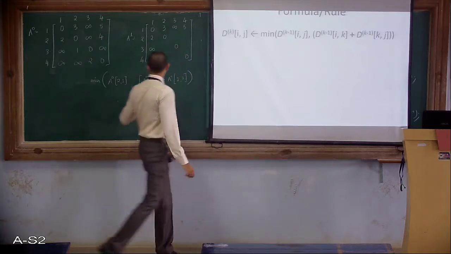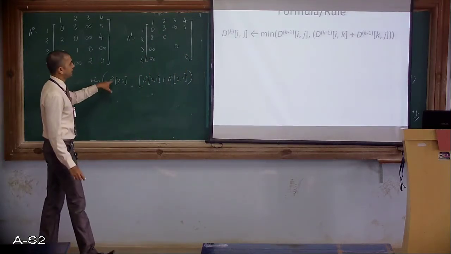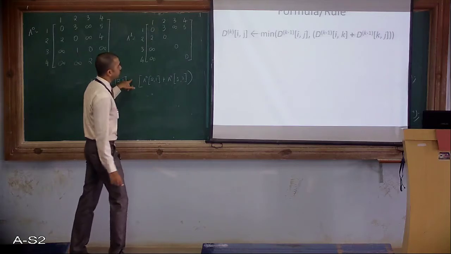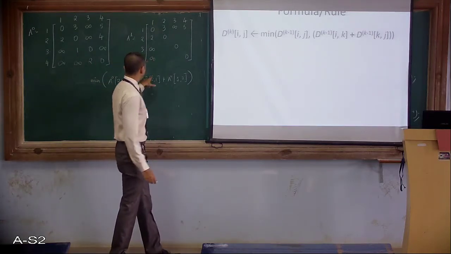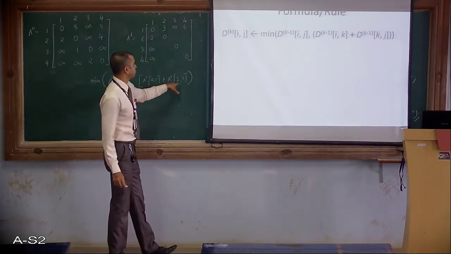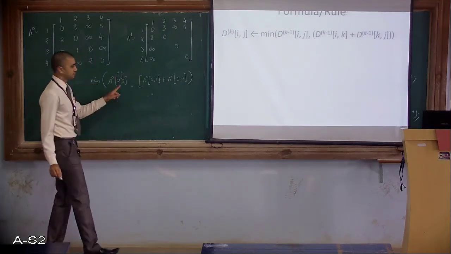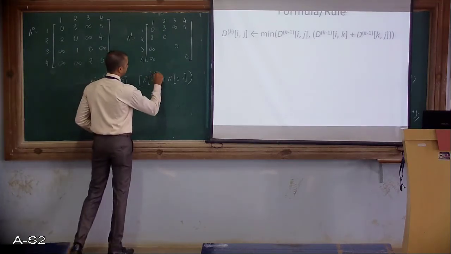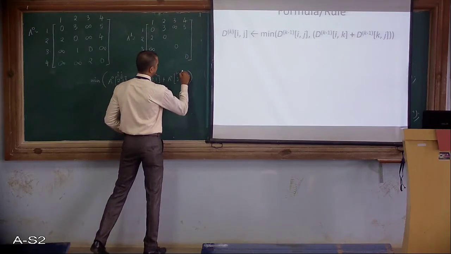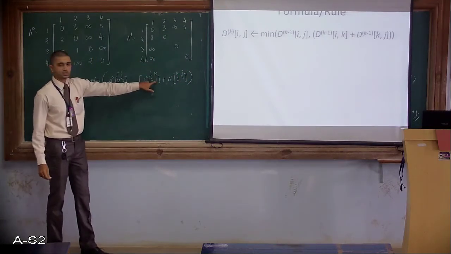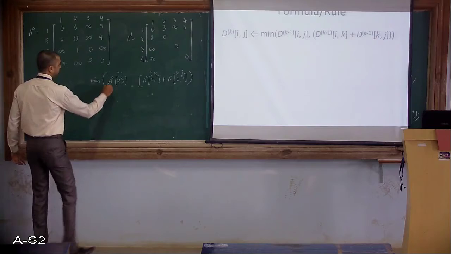See, minimum of A0, or you can call it D0, it's left to you. A0 and A0 2 comma 1, A0 1 comma 3. So this is my I and J. This is IK, and this is KJ. So K is going to be my intermediate vertex. So in this case it is 1. So let's see which one is minimum.